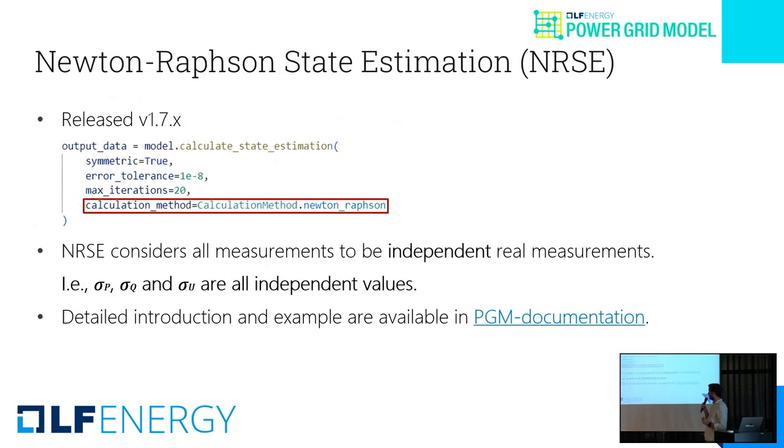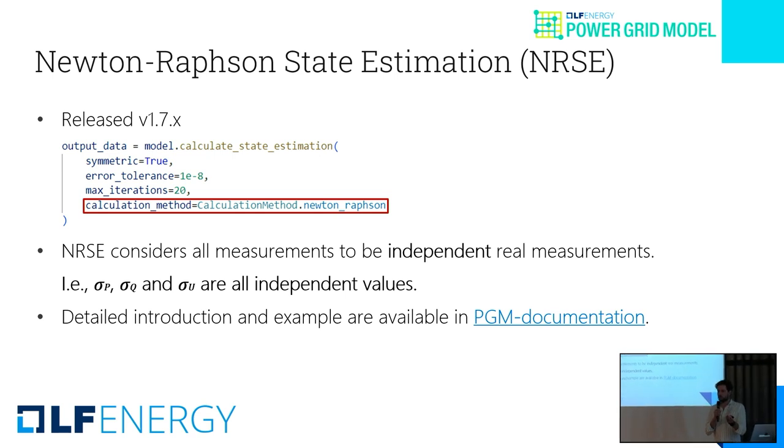I would like to start with release 1.7, which was Newton-Raphson state estimation, which we released this year. So it's a new state estimation algorithm. You can use it by calling the calculate state estimation function with the calculation method Newton-Raphson, so that's really self-explanatory. But what's different from the other state estimation algorithm that we already had is that Newton-Raphson state estimation considers all measurements to be independent real measurements.